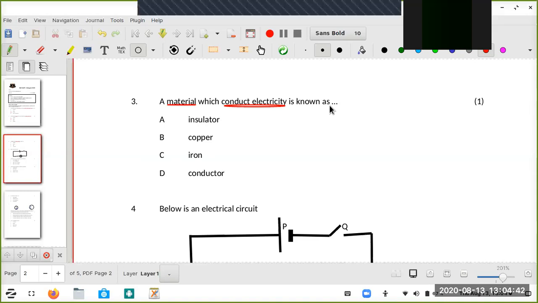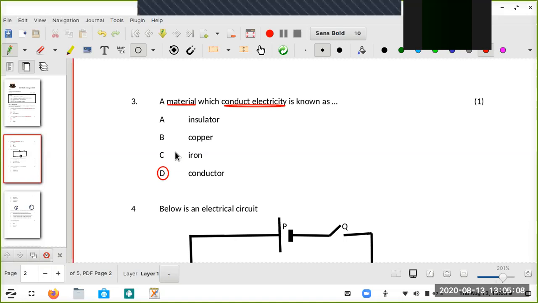It's not specified, right? Which means our best answer in this case becomes what? D. Because when we are looking at D, D also covers what? Iron. It covers what? Copper. It covers what? Aluminium, right? So all those metals that can conduct electricity are referred to as what? An electric conductor. All right.